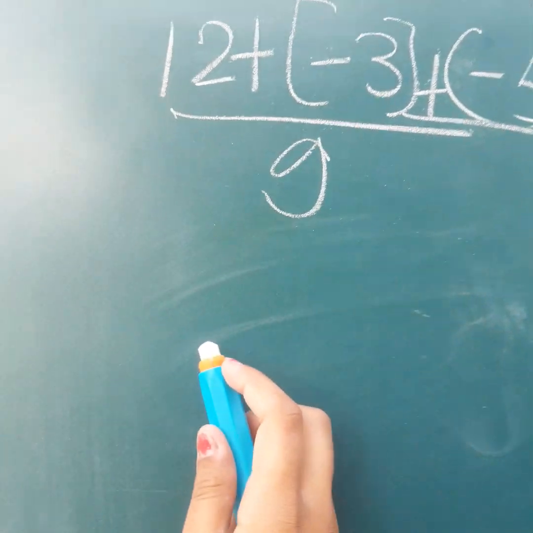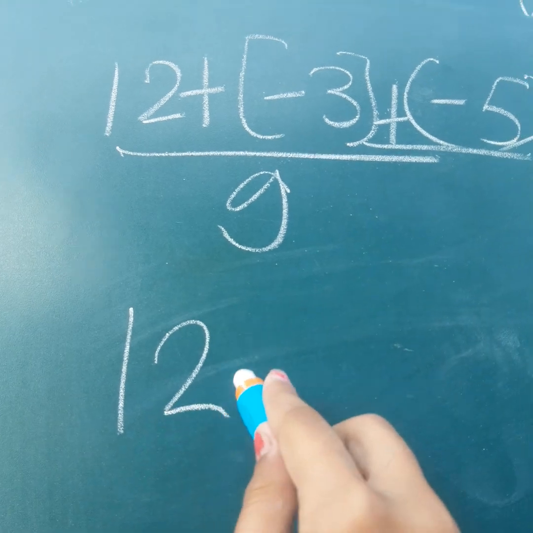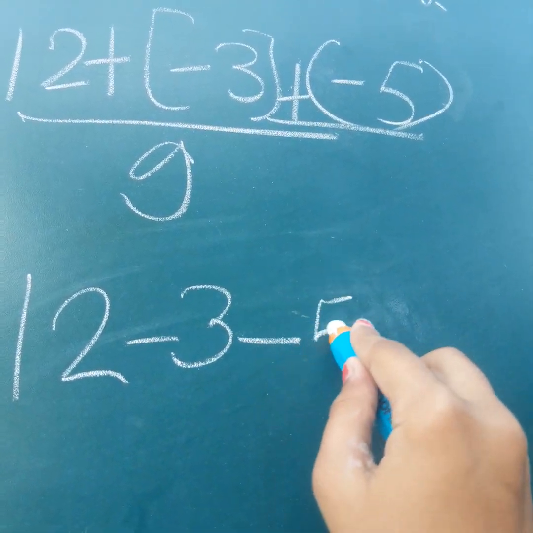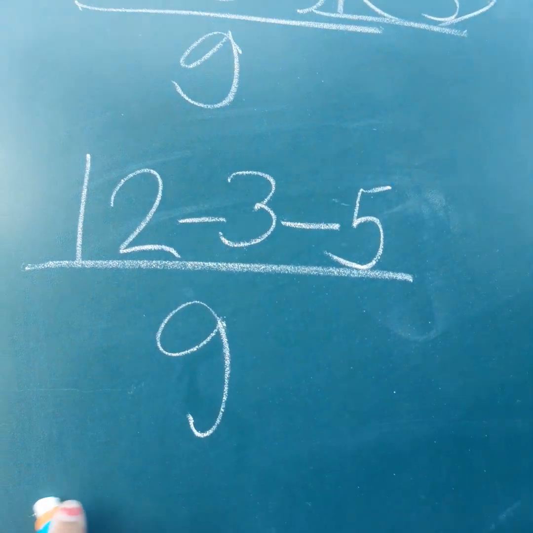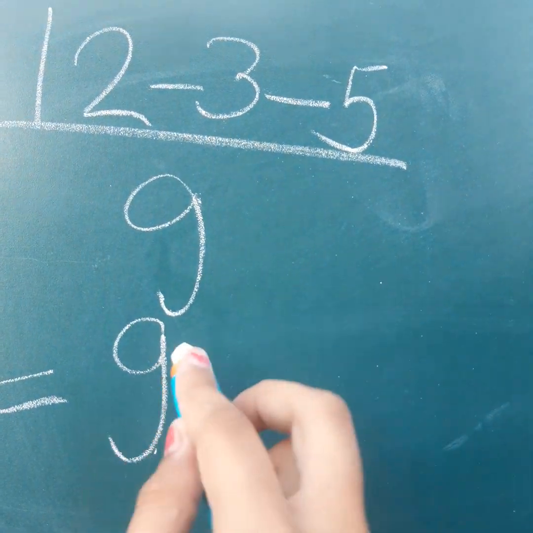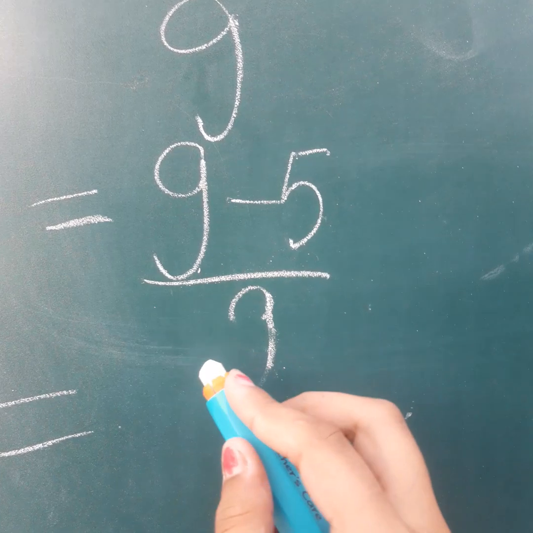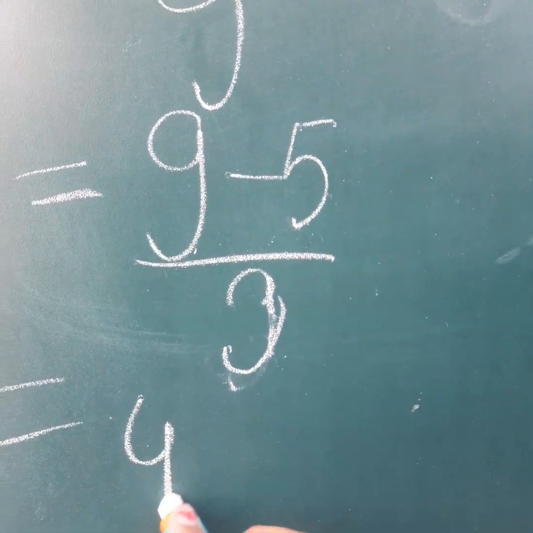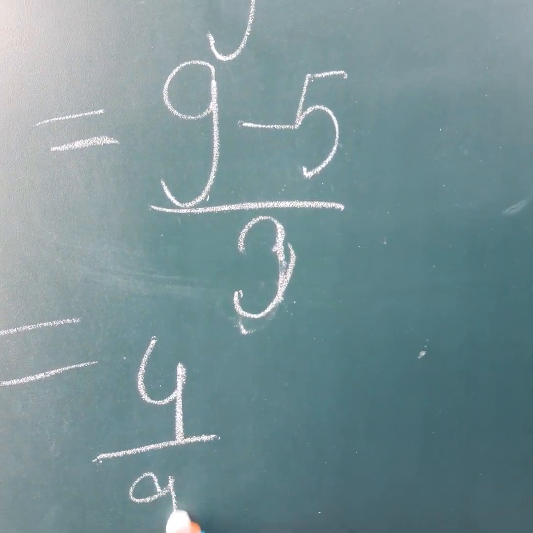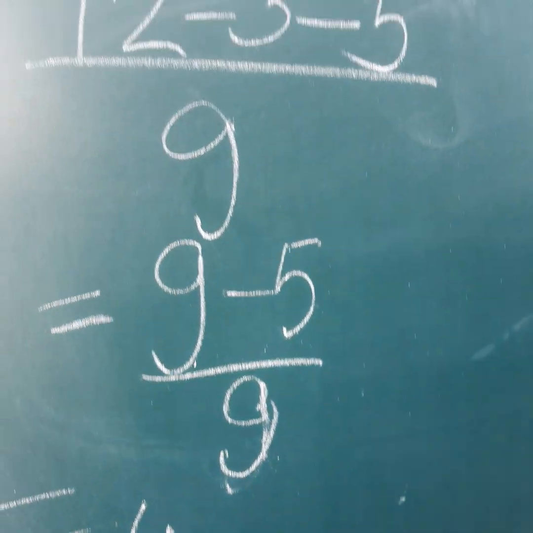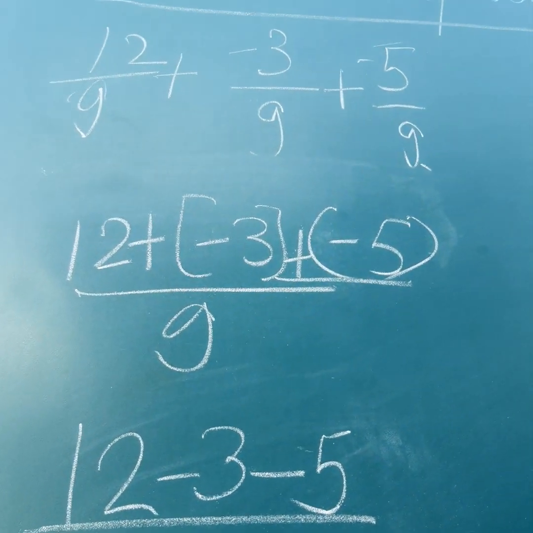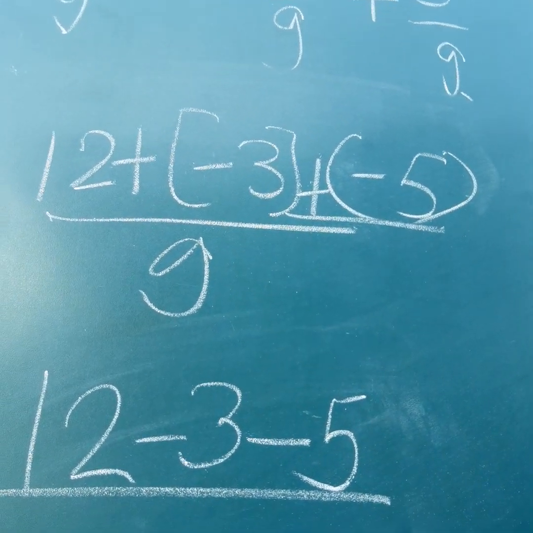So it gets converted to 12 minus 3 minus 5 over 9. It equals 12 minus 3 is 9, minus 5 over 9. It equals 4 over 9. Okay, so I hope you have understood this question. So let's start with the next question.